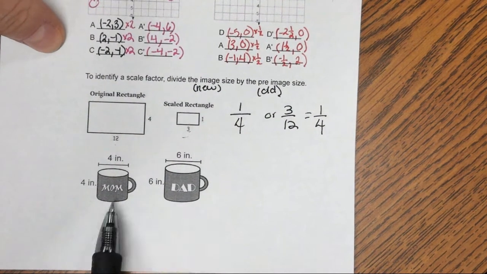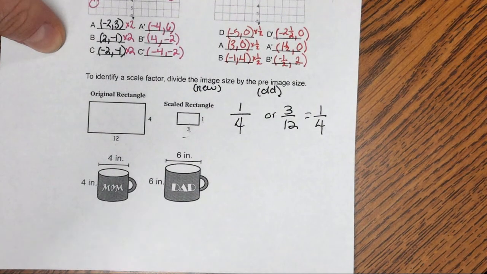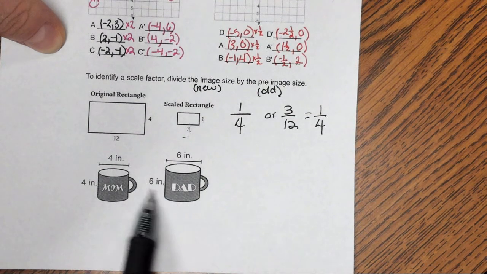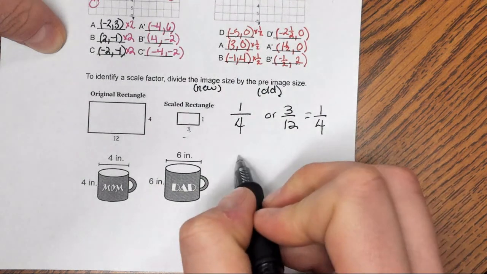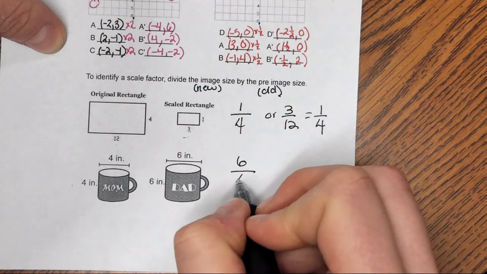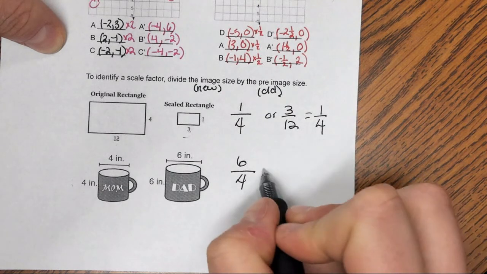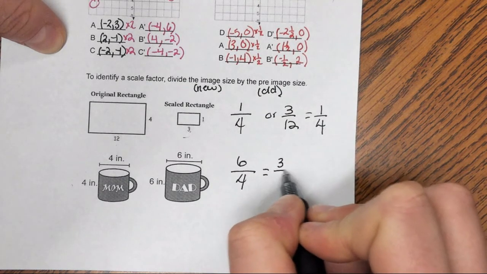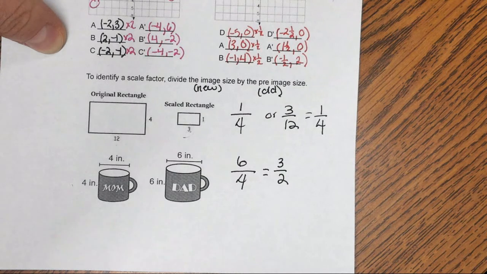Okay, here we have 2 mugs. The mom mug is scaled up to the dad mug. So we're going to take the new shape, which is the new coffee mug, 6 inches, and then the older coffee mug would be 4 inches, 6/4. And that would simplify to 3/2. So our scale factor for this one would be 3/2.